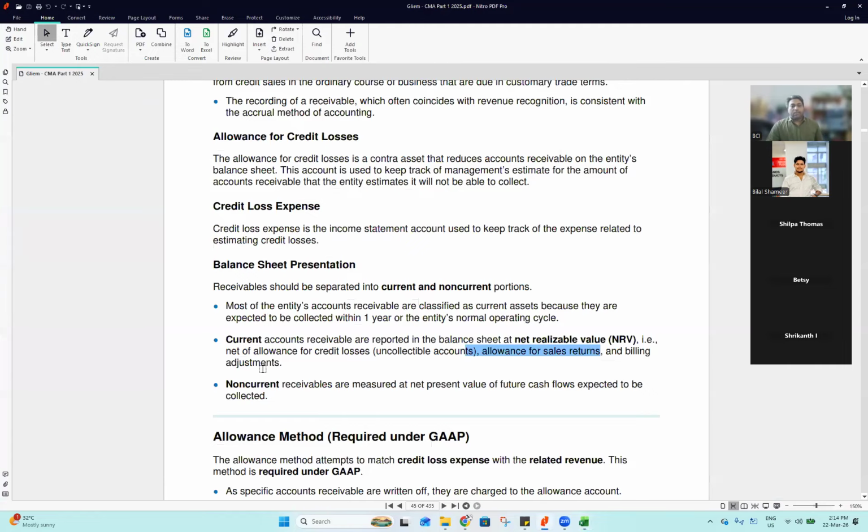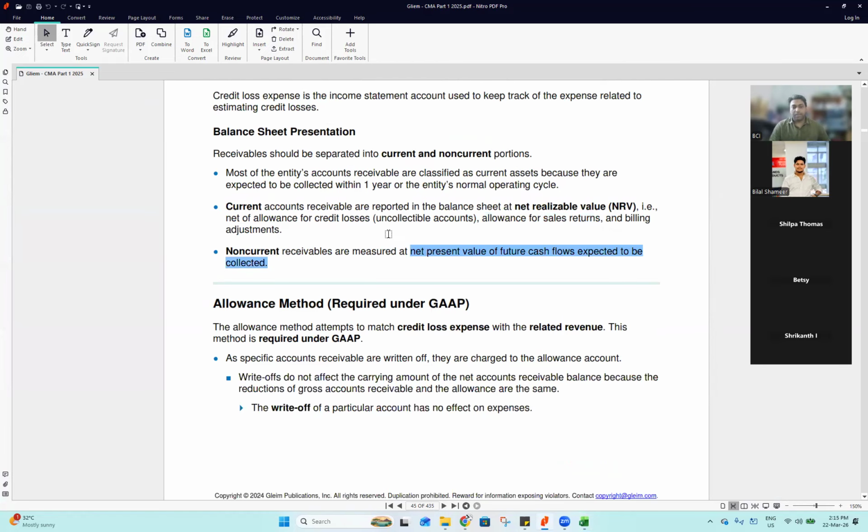Now, non-current receivables are measured at the net present value of future cash flows expected to be collected. So, try to understand the difference here. Current accounts receivable we show at net realizable value, and non-current receivables we show at net present value of the future cash flows. Clear? So the net present value calculation we discussed in the last class, right? You remember? We take the present value factor and multiply it with the future cash flow. Like for example, if this particular sales receivable is for 3 years, then we have to calculate the 3-year present value there. Clear?